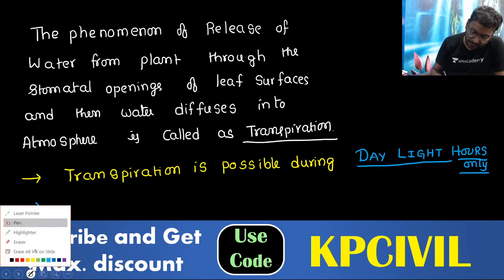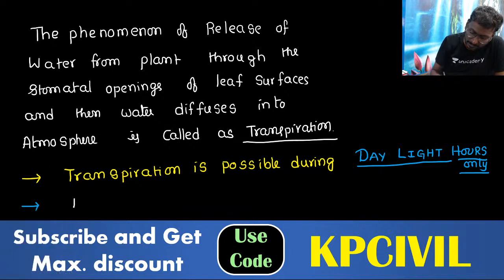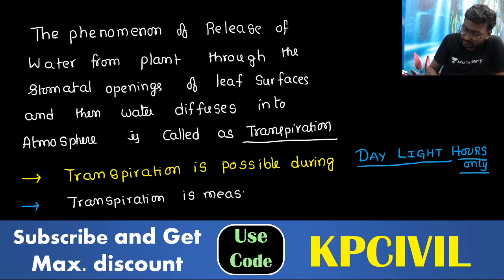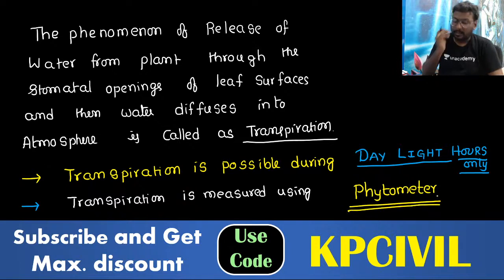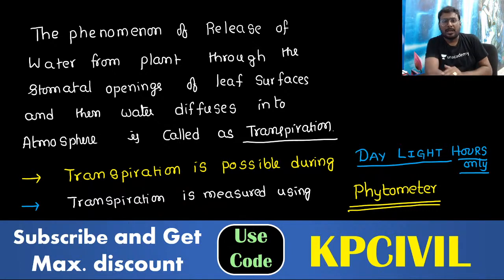And it is measured by... Transpiration is measured using phytometer. Remember the word. Transpiration is measured using an instrument. What is the instrument? The instrument is called phytometer. The definition and these 2 points are more than enough for your AE/AEE exam related to transpiration.